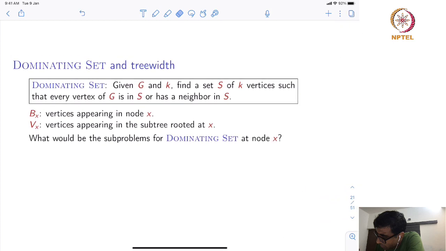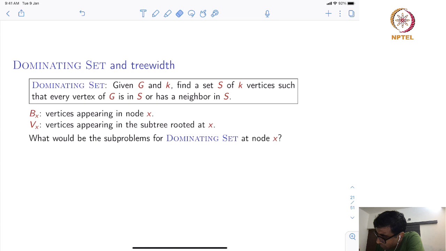So, what is a dominating set? You are given a graph G and k, you have to find a set S of k vertices so that every vertex of G is in S or has a neighbor in S. As before, Bx will denote vertices appearing in node x and Vx will denote vertices appearing in the subtree rooted at x. So, what could be the subproblems for dominating set at node x?